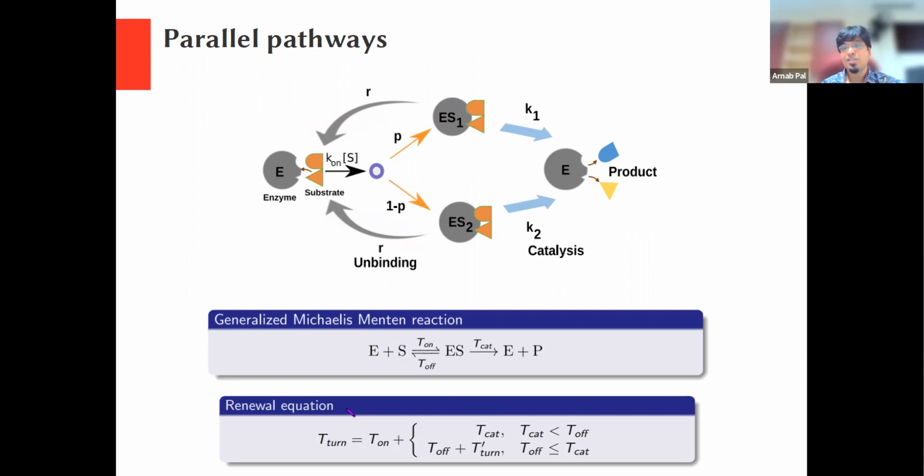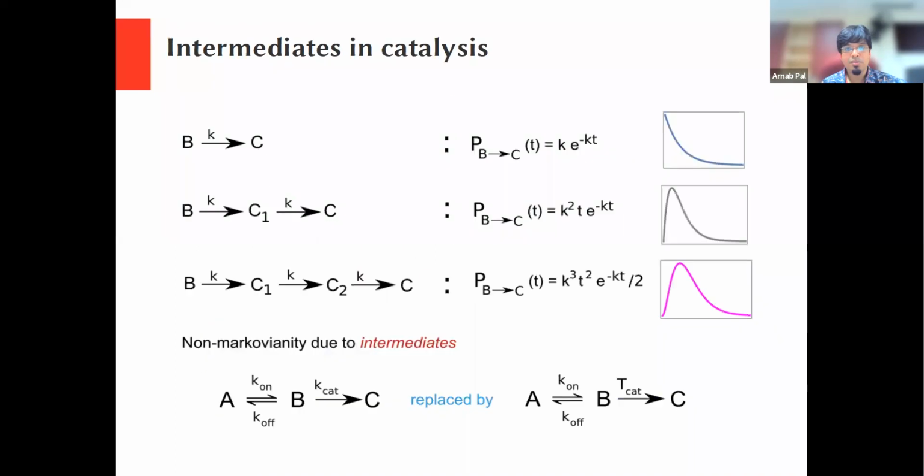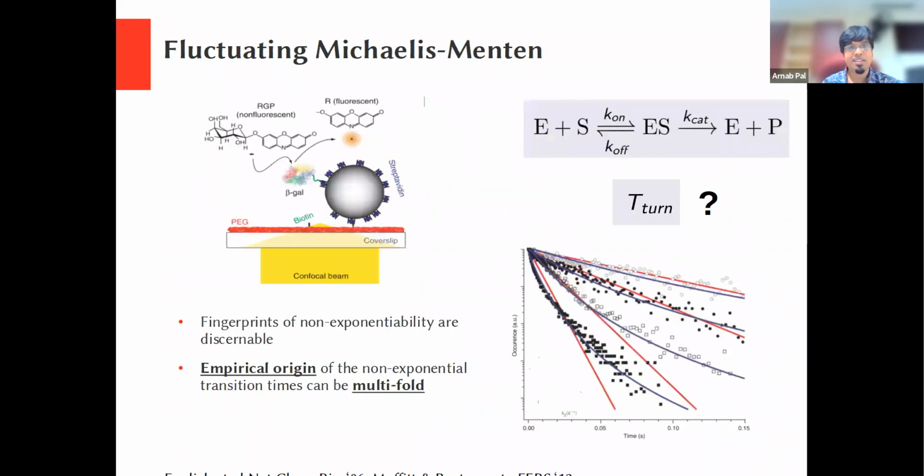Why am I doing it? To do that, let me take a few more minutes and tell you something about it. This is a very classic experiment which was done by the Xie group about 10, 12 years back. There's this enzyme which is tethered over here, and then there were substrate molecules coming in with different concentrations, and fluorescent molecules were getting formed. These are called turnover times, and the turnover times were plotted as a function of, you know, the distribution of frequency.